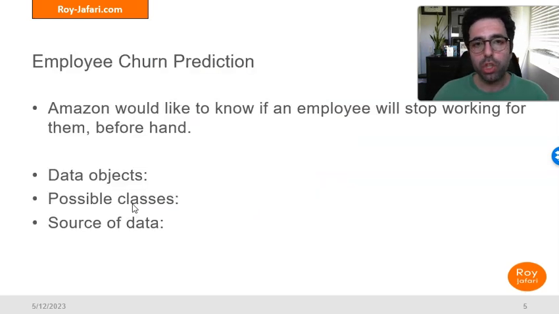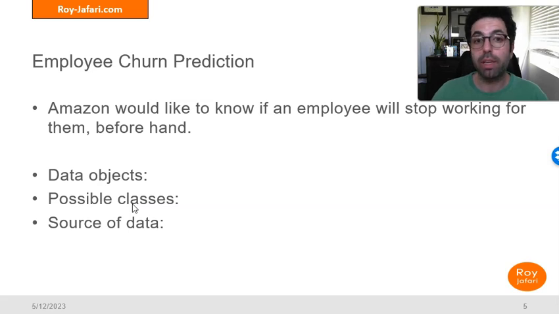Let's talk about employee churn prediction. Let's say we are working for Amazon, and Amazon would like to know if their employees are likely to churn, or are likely to stop working for them. Why would Amazon care about this? Because when employees at every level of the organization join, there is some cost incurred for Amazon for their training, and there is also another cost for finding a replacement for these employees.